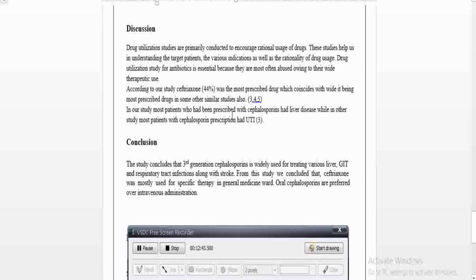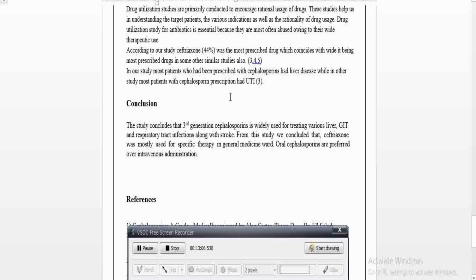So in discussion, what you do is that you take your study and then you take similar studies. You either take them through PubMed, Crossref, anywhere. So you take other studies also and you compare and contrast your study with other study results, and then you write whatever you understood from the result of your study and the result of other studies which are similar to yours. So that makes the discussion part.